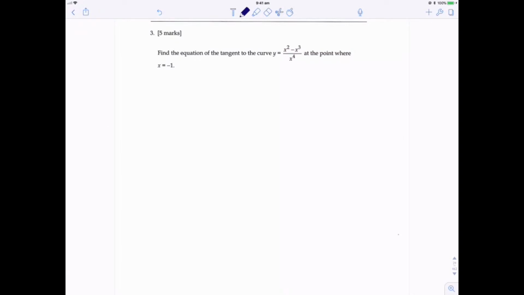For the next question, question 3, we want to find the equation of the tangent of this curve at this particular point. A tangent is a straight line, so it's got equation y equals mx plus c. What we can do is differentiate our curve and sub in x equals -1. That will give me the gradient of the tangent. So let's do that first.